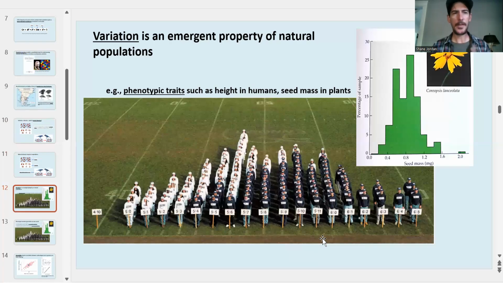Now, let's talk about these three ingredients in a little bit more detail. Variation. Well, as it turns out, variation is an emergent property of natural populations, specifically populations that are reproducing sexually. And basically, phenotypic traits like height in humans, a classic example, vary quite a bit. We know that not all humans are the same height. And in fact, that height frequency seems to vary with gender.